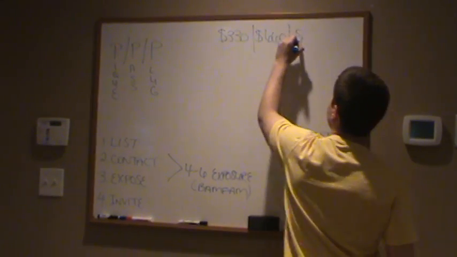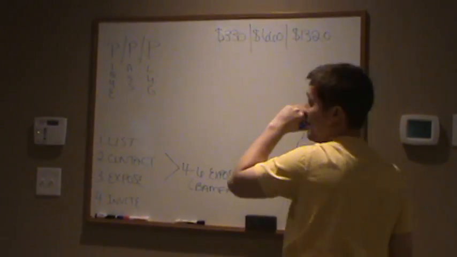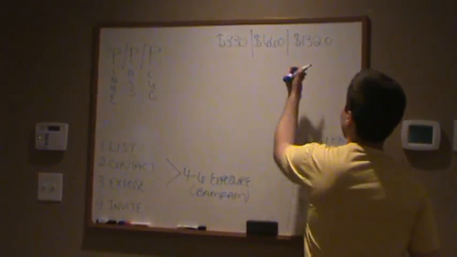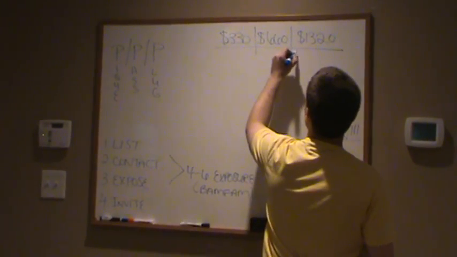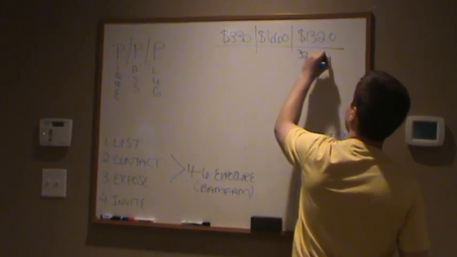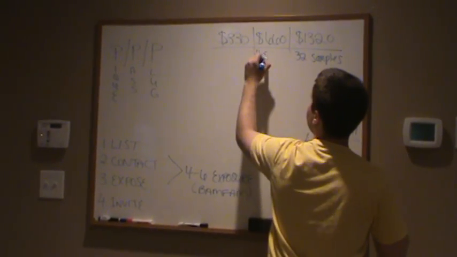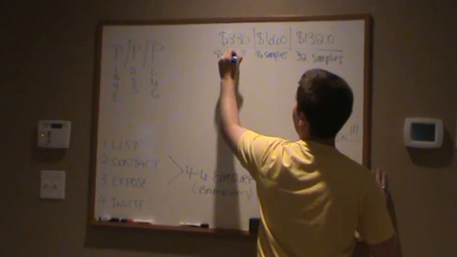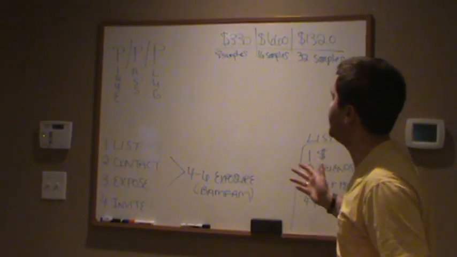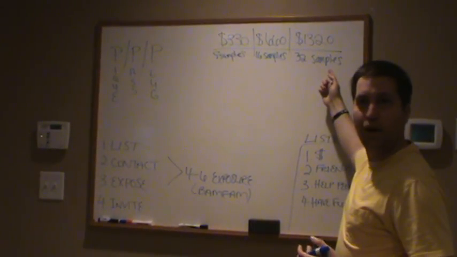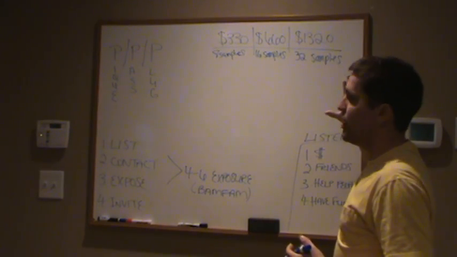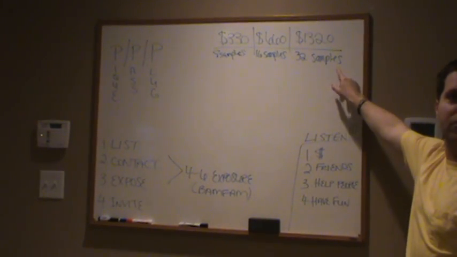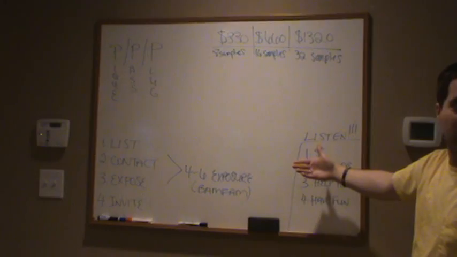330, 660, 1320. Now if you're me, there's one way to get started, 1320, and I'll talk about why. With this package, you get 32 samples. With this package, you get 16 samples and 8 samples here. Okay? Now, for obvious reasons, you're going to be able to impact more people quicker with this package, right? So, I'm going to give you a couple of reasons why I suggest anyone that's serious about the business get started here. There's an obvious reason, and I've already given it, 32 samples.